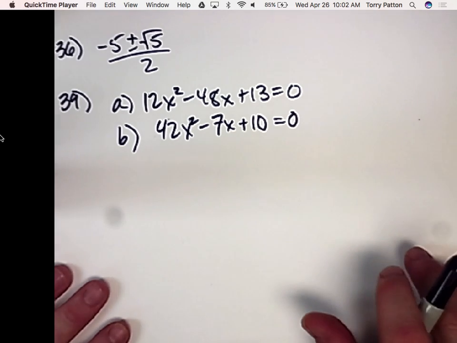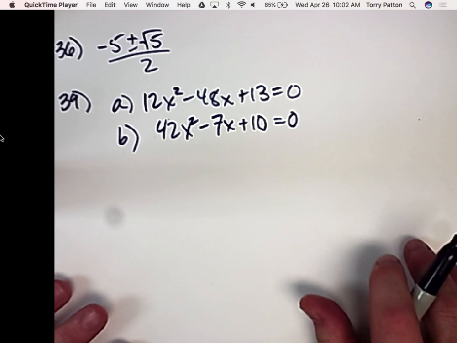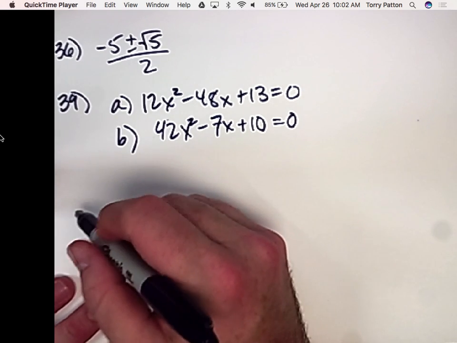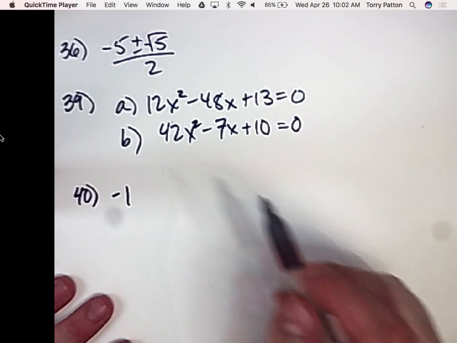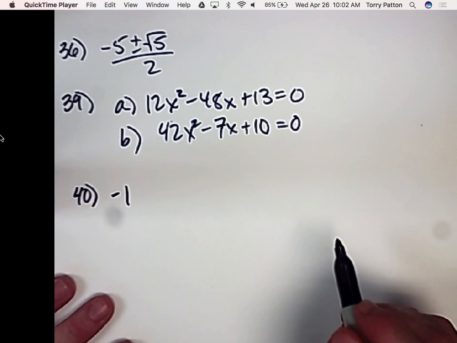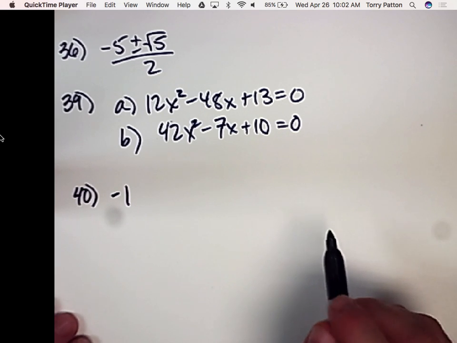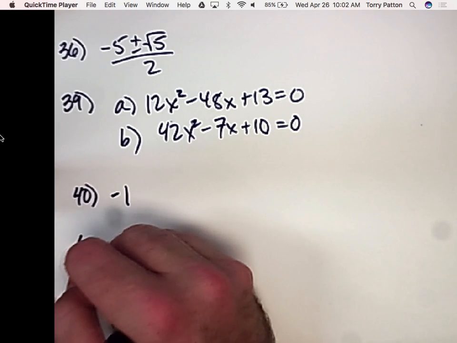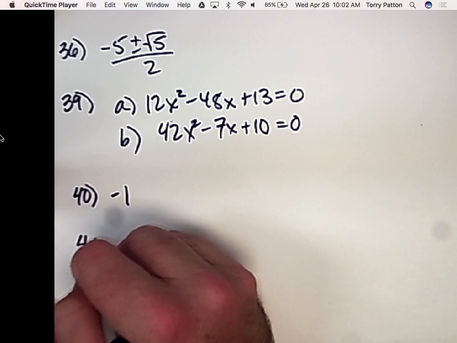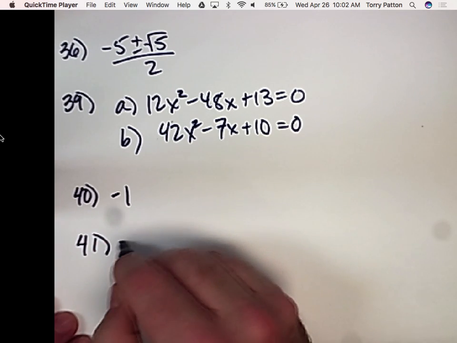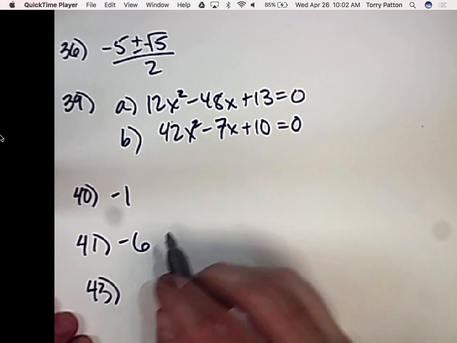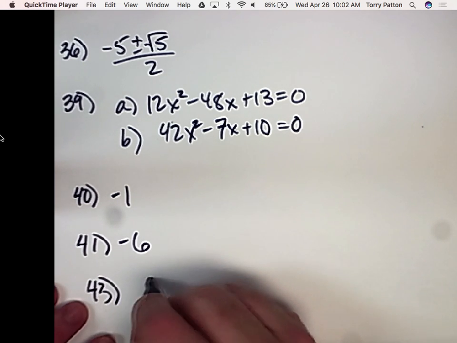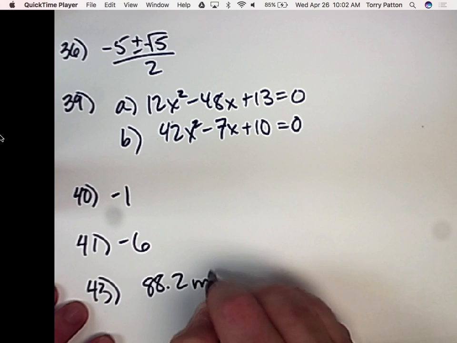Okay. Number 40. The answer is negative 1. Number 41. The answer is negative 6. And number 43. The answer is 88.2 meters per second.